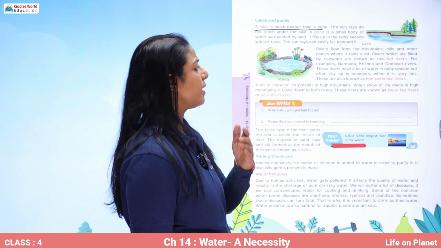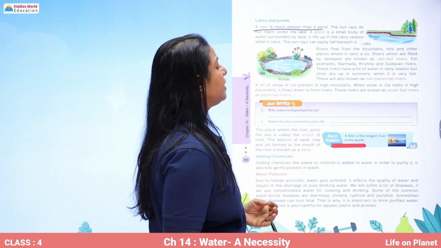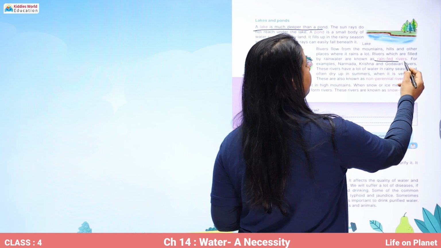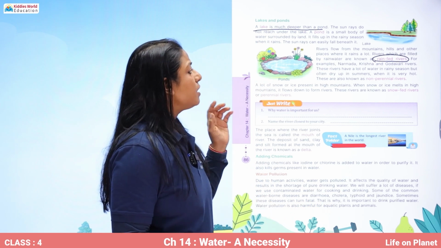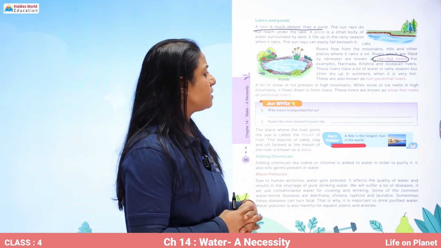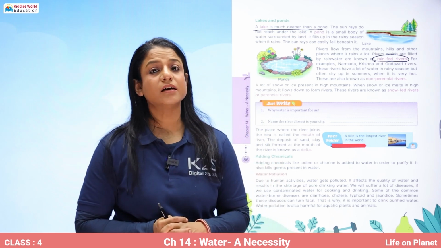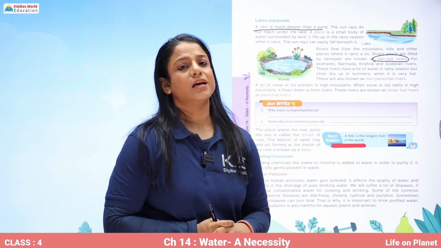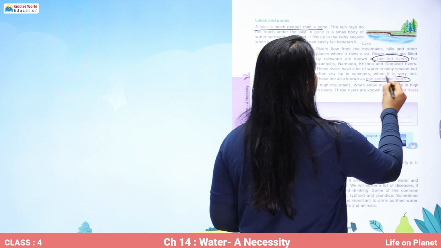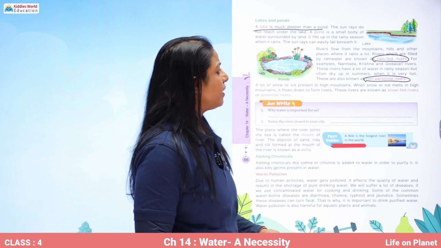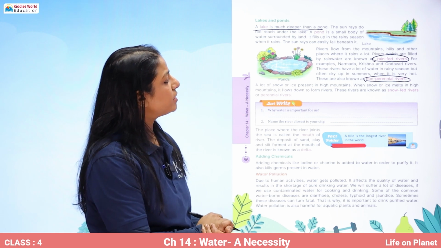Rivers flow from the mountains, hills, and other places where it rains a lot. Rivers which are filled by rainwater are known as rain fed rivers. For example, Narmada, Krishna, Godavari rivers. These rivers have a lot of water in rainy season, but often dry up in summers. When there is less rain, they get dried up because they are being filled only when there is a lot of rain. These are known as non-perennial rivers. Okay, so rain-fed rivers flow from the mountain hills and other places where it rains a lot.